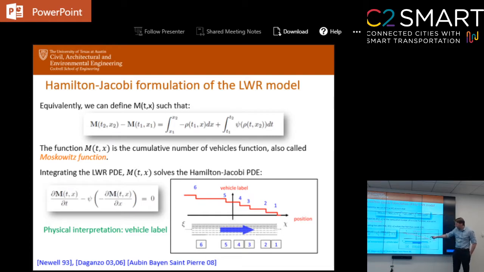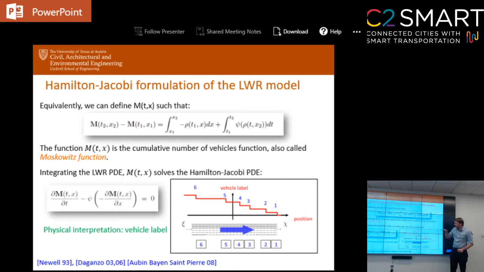So imagine that you have a stretch of road and you have some vehicles on the road. So these are the vehicles. You label them in increasing order. So this is vehicle number 1, 2, 3, 4, 5, 6, etc. Before vehicle 1 was vehicle 0, minus 1, minus 2, etc., as you go in this direction. And this function, M of t, x, corresponds to, if you take a particular x and freeze the view at a particular time, the label of the vehicle that is closest to x.